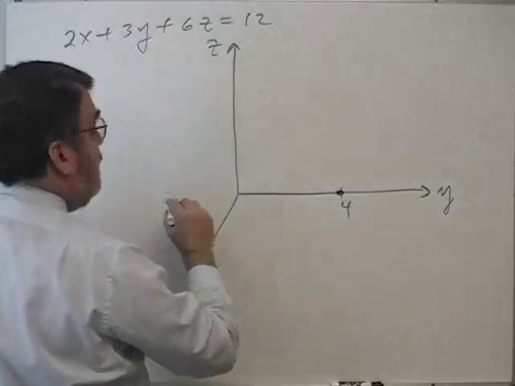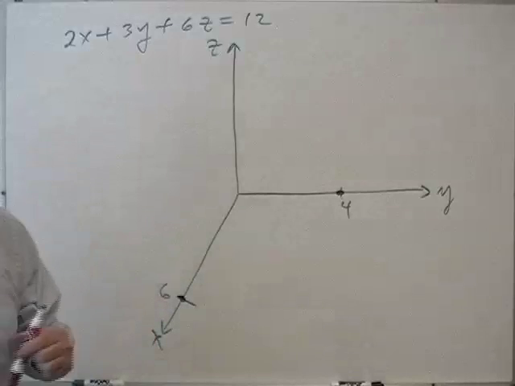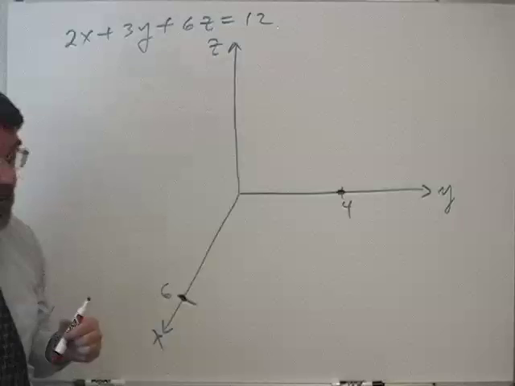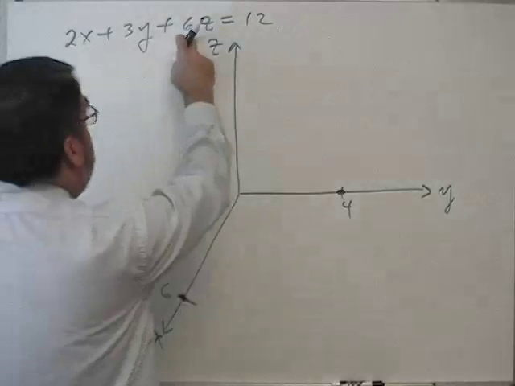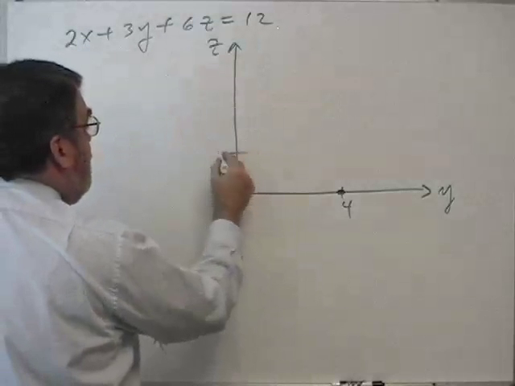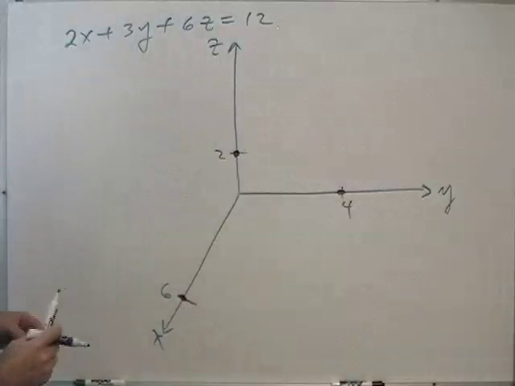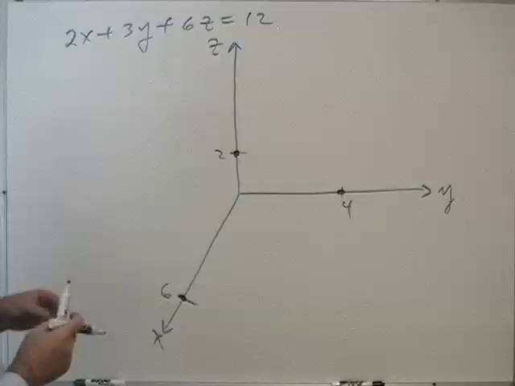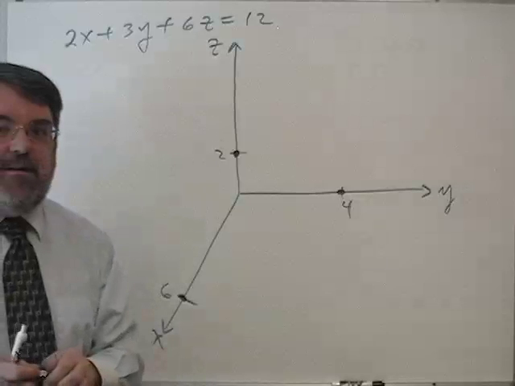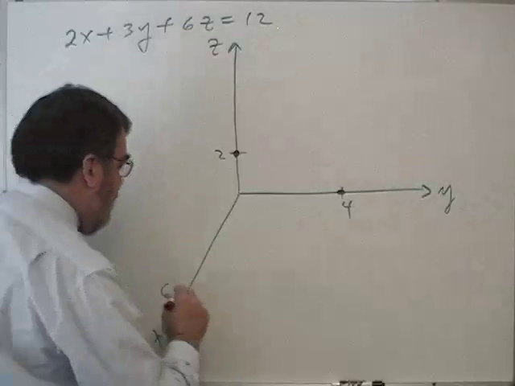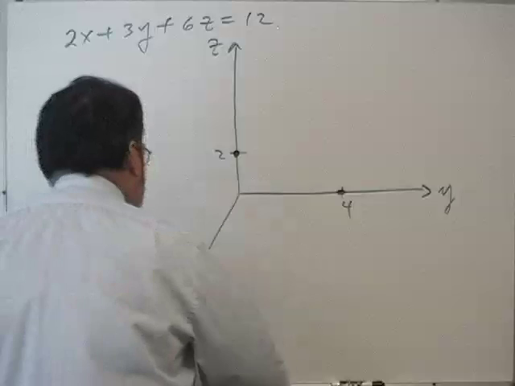Oh, I made a mistake, didn't I? Y would not be, yes, it would be 4. Never mind. Okay, but z would be 2. Alright, so 6, 4, 2. And all I've drawn are the three points which intercept the axes. But it forms a plane in 3 dimensions.